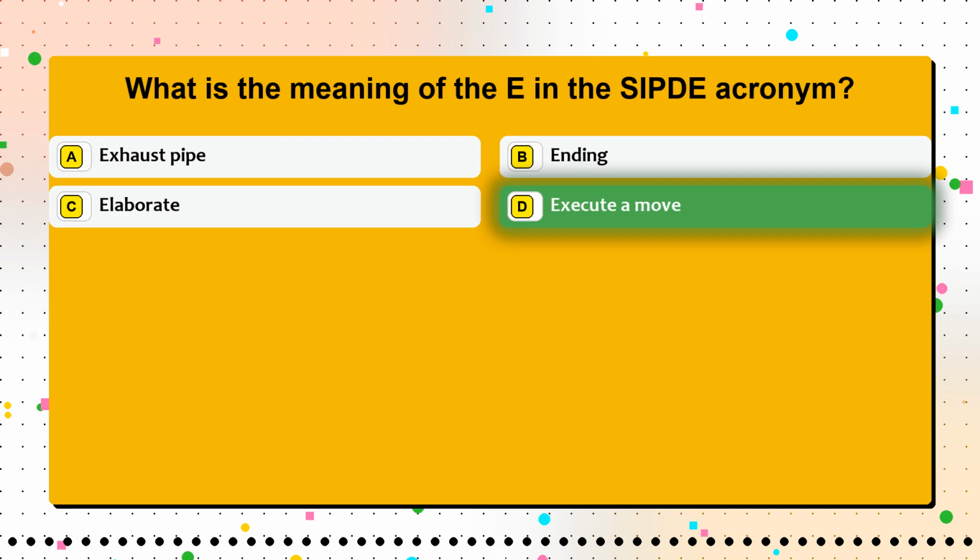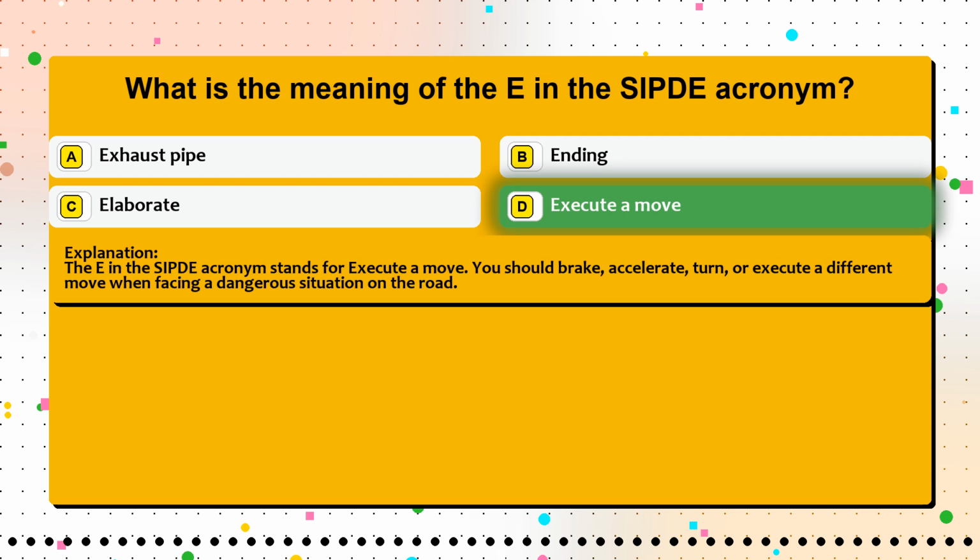The correct answer is option D. Execute a move. The E in the SIPT acronym stands for execute a move. You should brake, accelerate, turn, or execute a different move when facing a dangerous situation on the road.